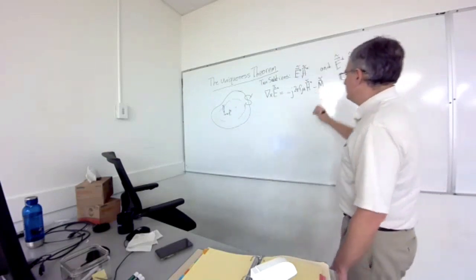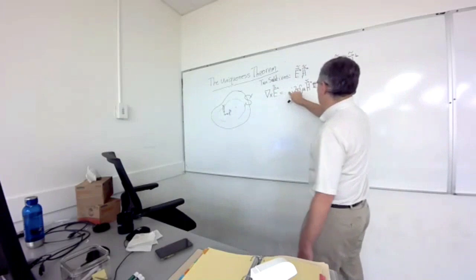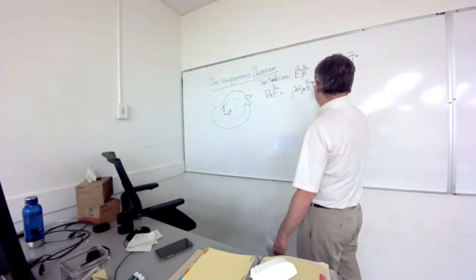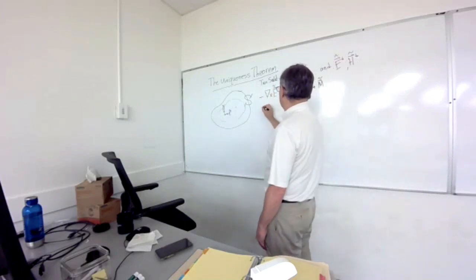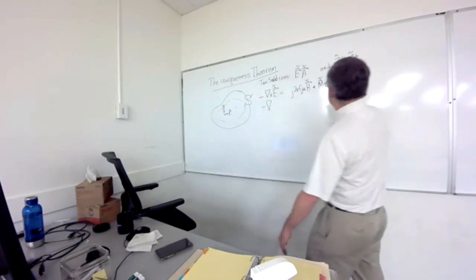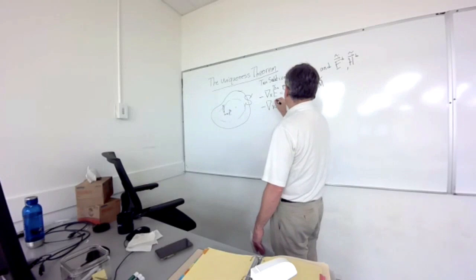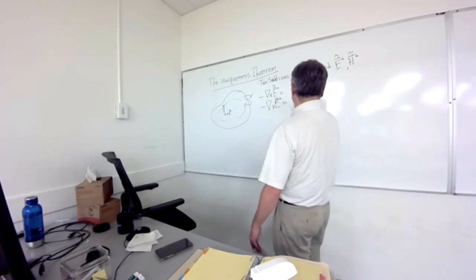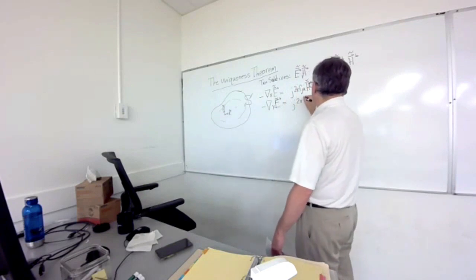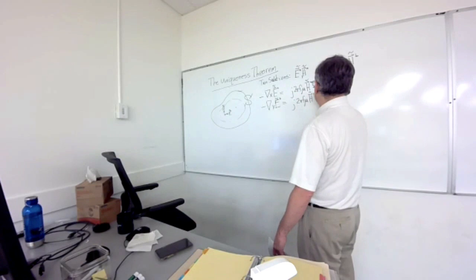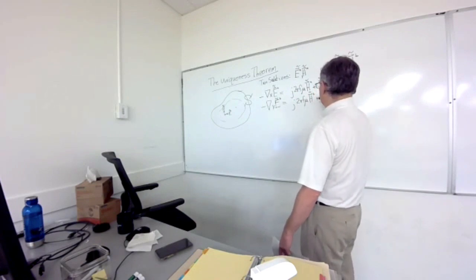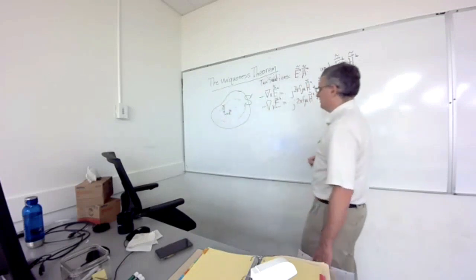So this is my first Maxwell's equation. I'm going to put the minus sign on the other end here. And my second solution must also satisfy this Maxwell's equation, which is really Faraday's law. These are the current sources inside.